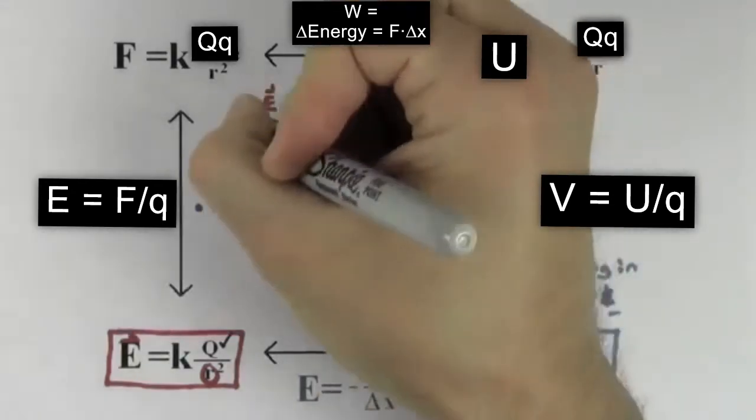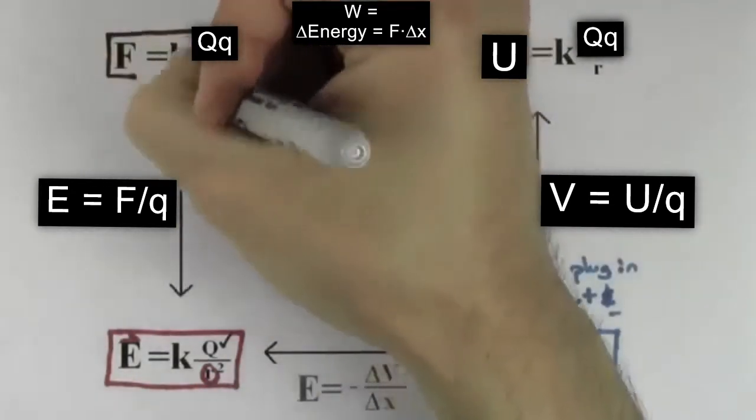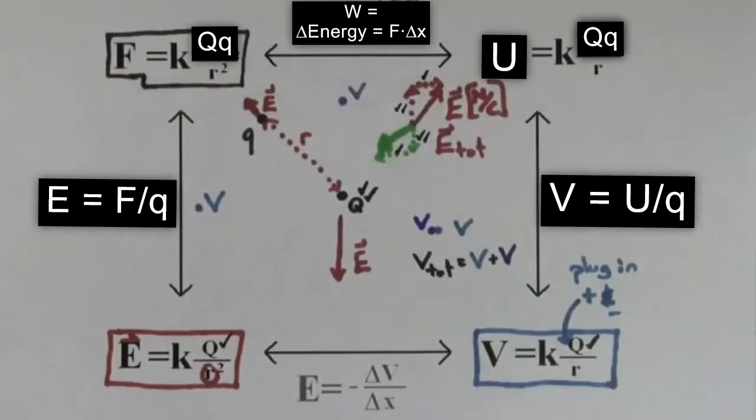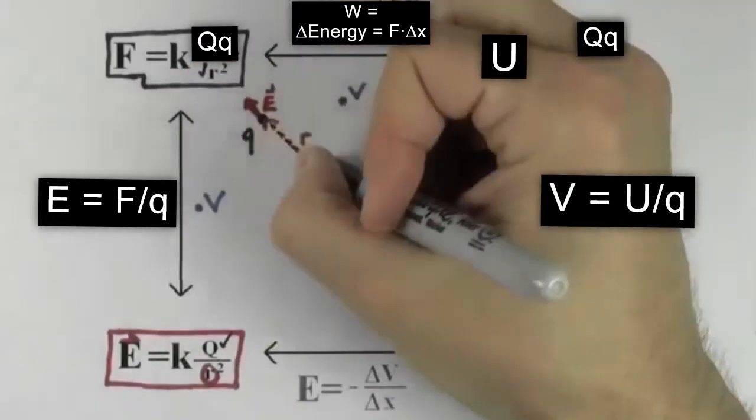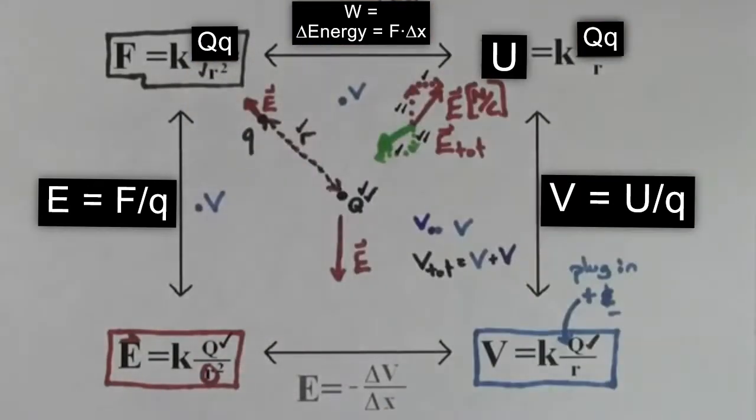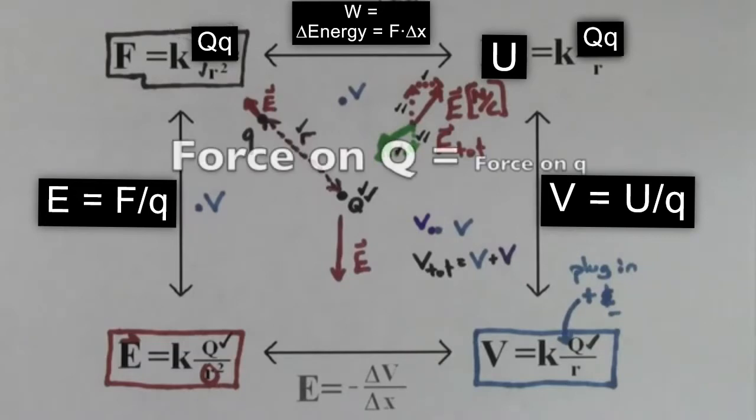If you place an additional charge into this diagram, you'll get an electric force equal to kqq over r squared. This time r refers to the distance between the two charges that are interacting. Note that even if one charge is very big and one charge is very small, they will still exert equal and opposite forces on each other because of Newton's third law.